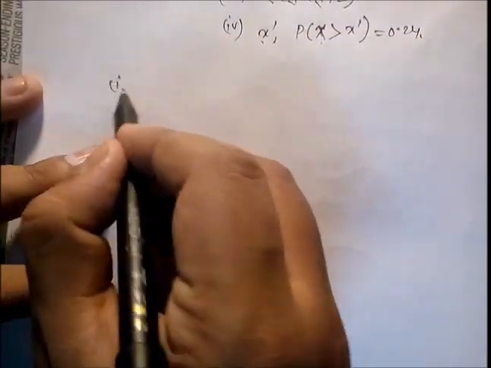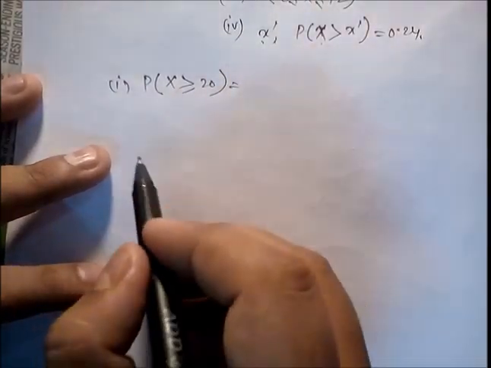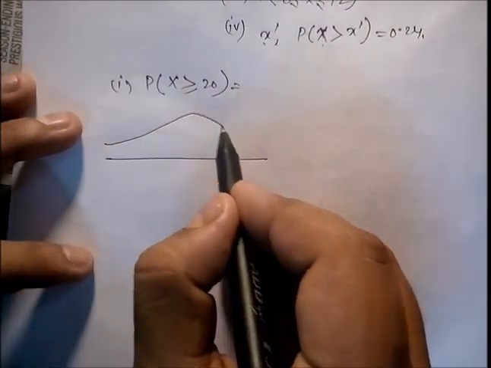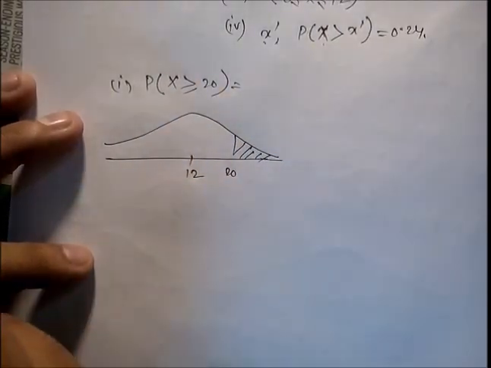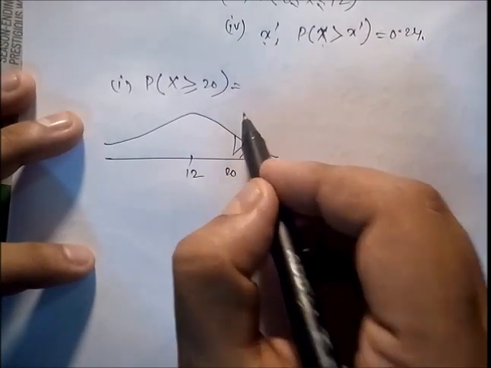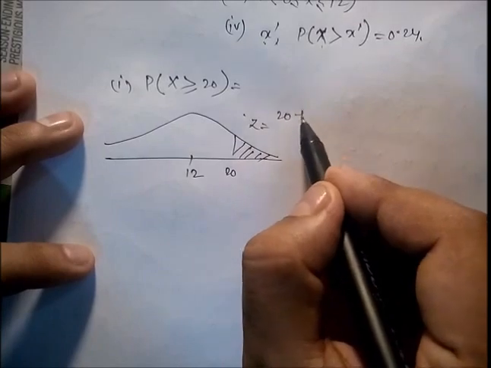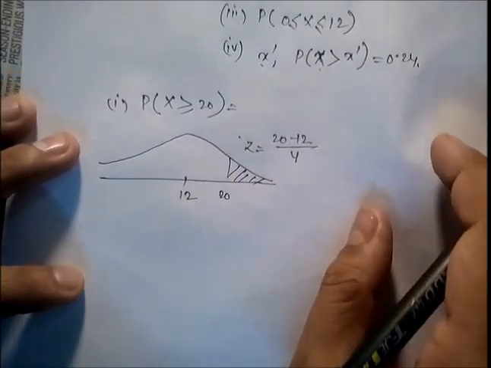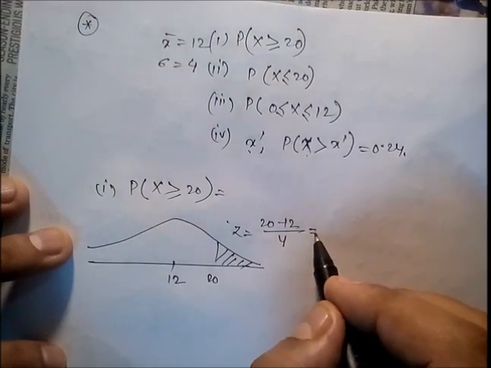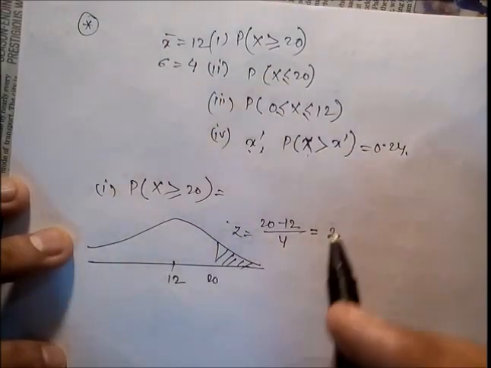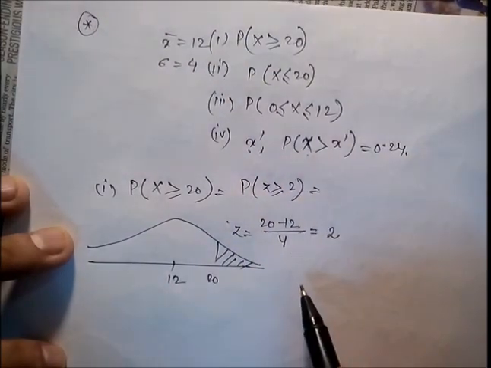So first question, probability of X more than 20. We have to convert this into Z. Mean is 12, 20 is this one, so we have to identify this particular area. Now Z value is 20 minus 12 by 4, because 12 is the mean and 4 is the standard deviation. The answer is 2. So it is the probability of Z more than 2.